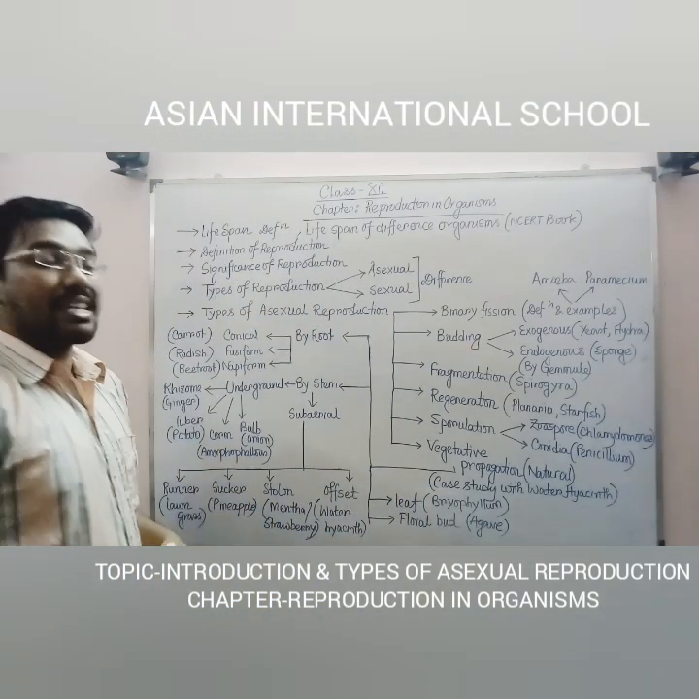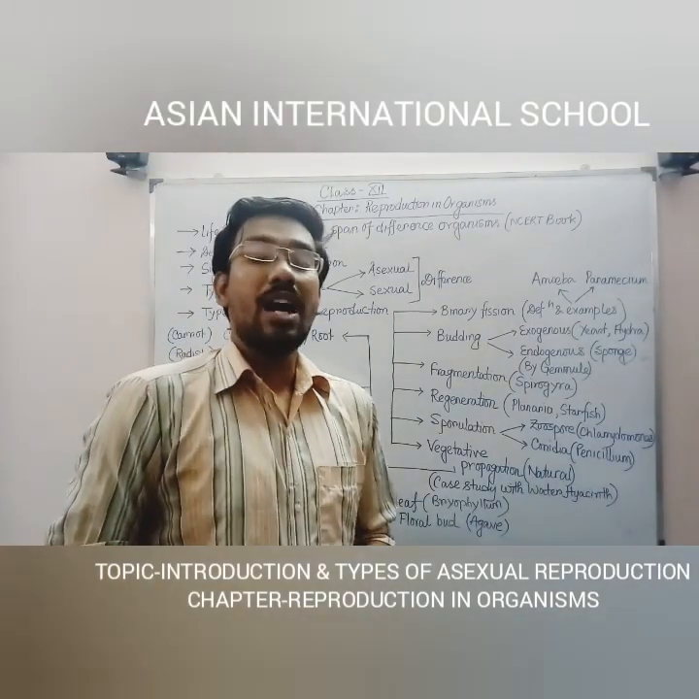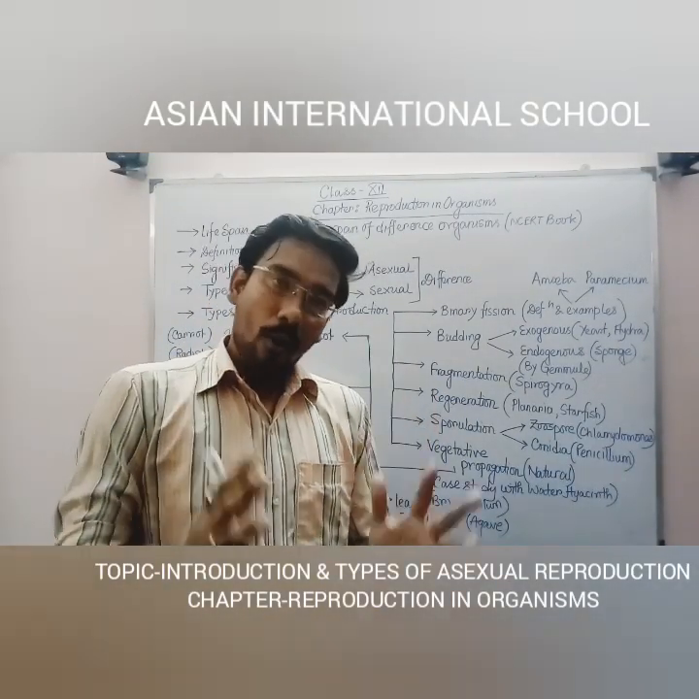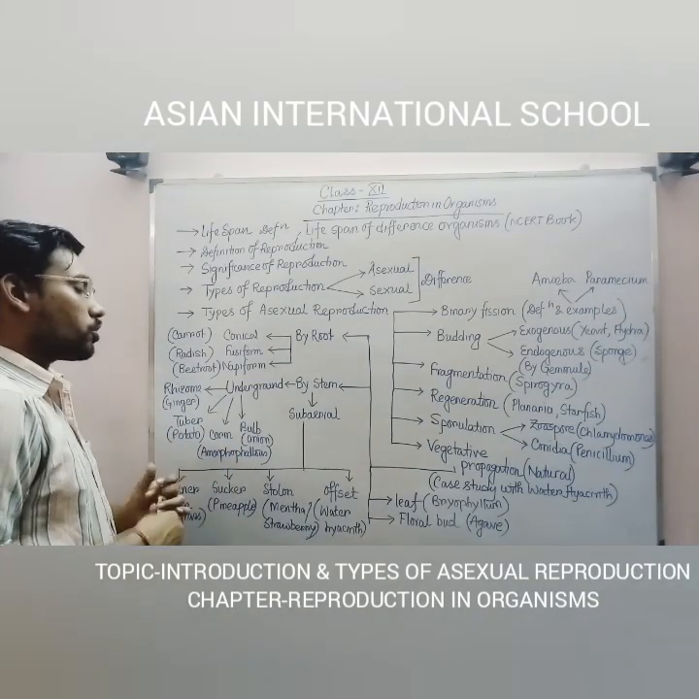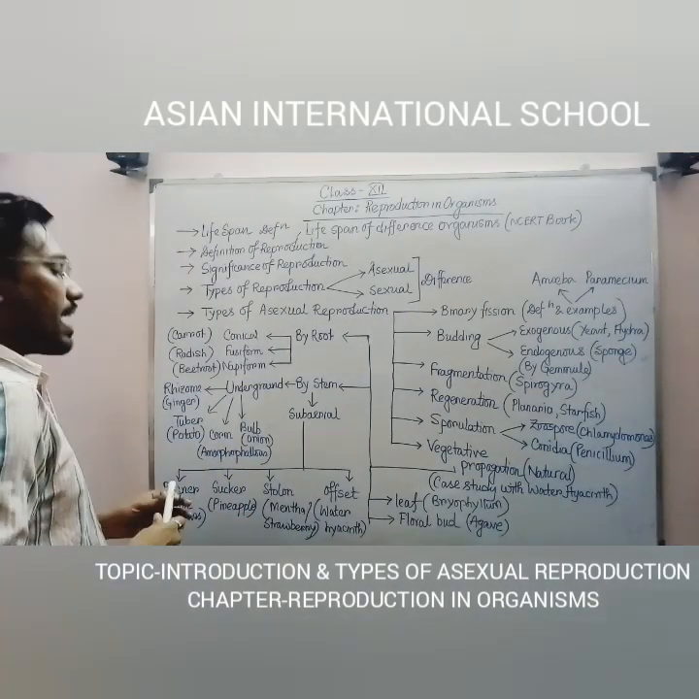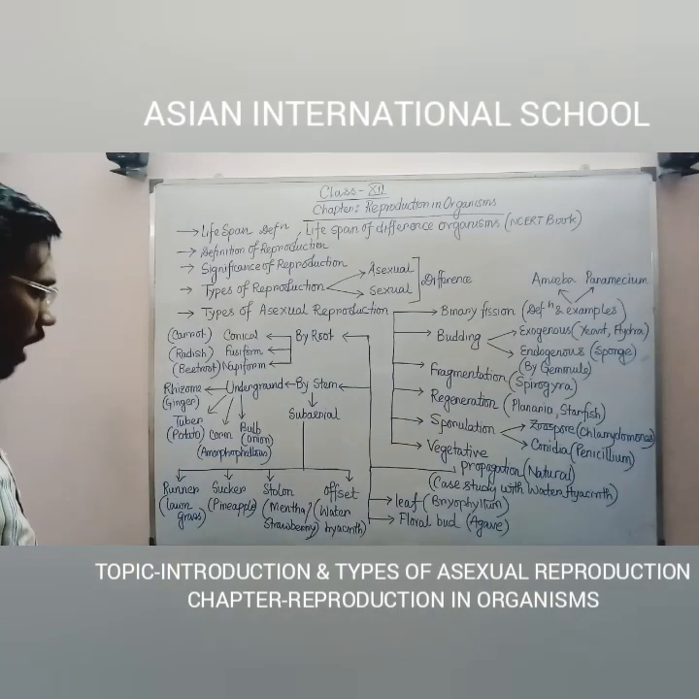As an example, that is amorphophallus. In Bengali, we say ol. So amorphophallus, or corm, is a kind of modified stem for food storage, and that is giving birth to the next generation offspring, or next generation plant.